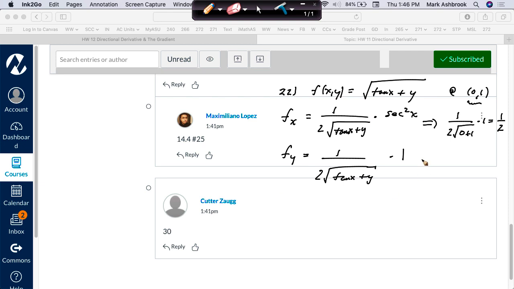Okay, and then the other one is also 1/2. So the gradient is (1/2, 1/2).